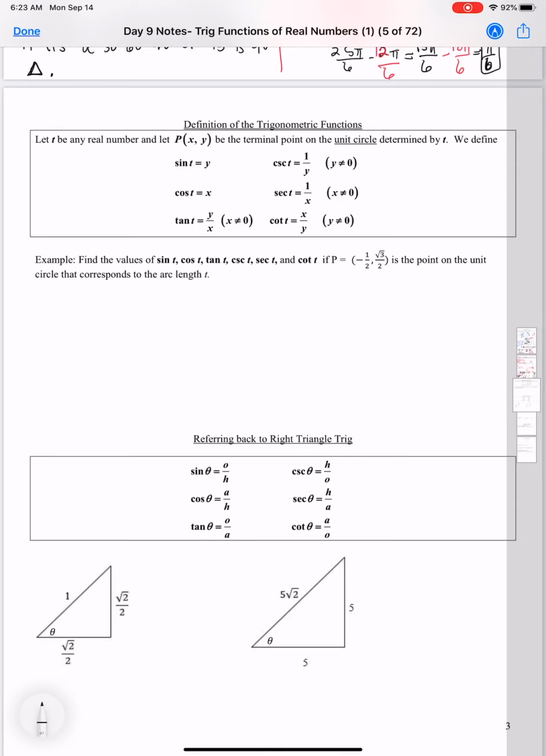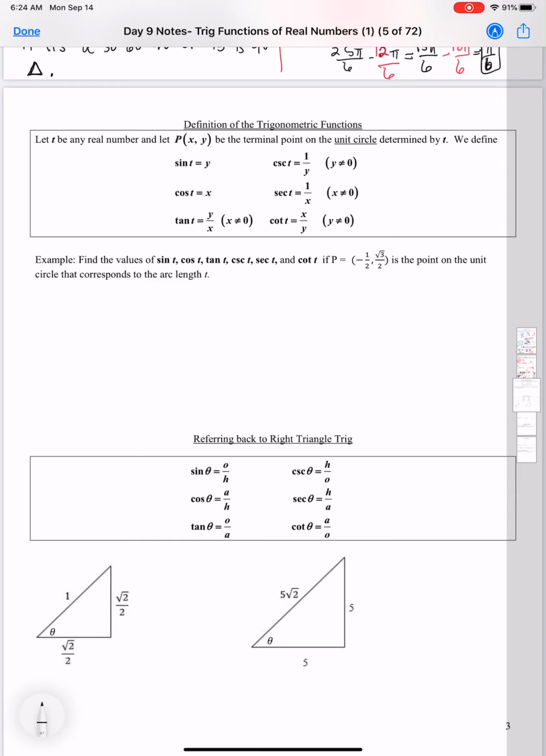Right, guys, this is part 2 of our day 9 video lessons. So we just practiced finding what points were on the unit circle given various radian angle measures.